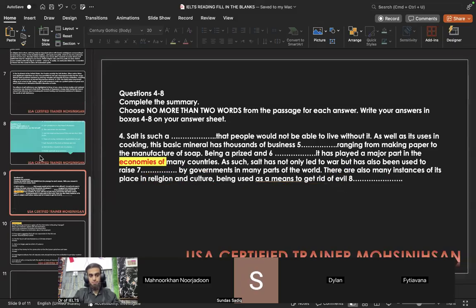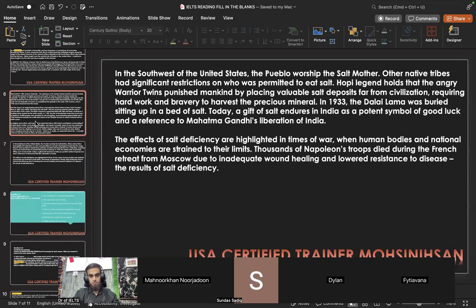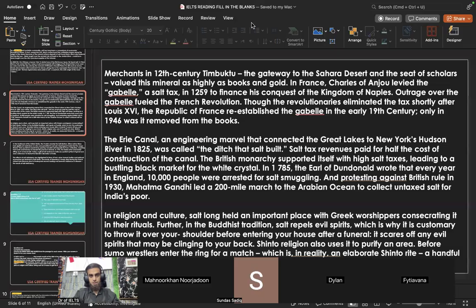You see, here in the last paragraph, religion and culture. The evil spirits, evil spirit in the last line here. Yeah, it is also right. Spirits. So what can be used? Evil spirits. Evil spirit. Very good. Very good. Right. With the evils combined collectively, it can.